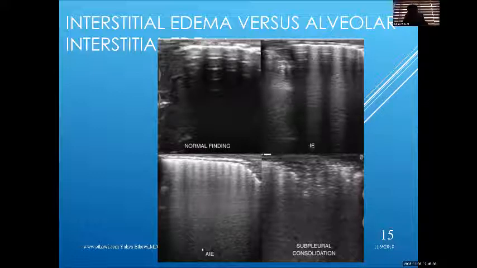Here, as you can see, in interstitial edema the B lines reach to the end of the picture, and they start to coalesce with subpleural increased echogenicity. And here you can see an area of consolidation. While this subpleural consolidation is more severe, you can see multiple air bronchograms, and they are coarse and increased in echogenicity.